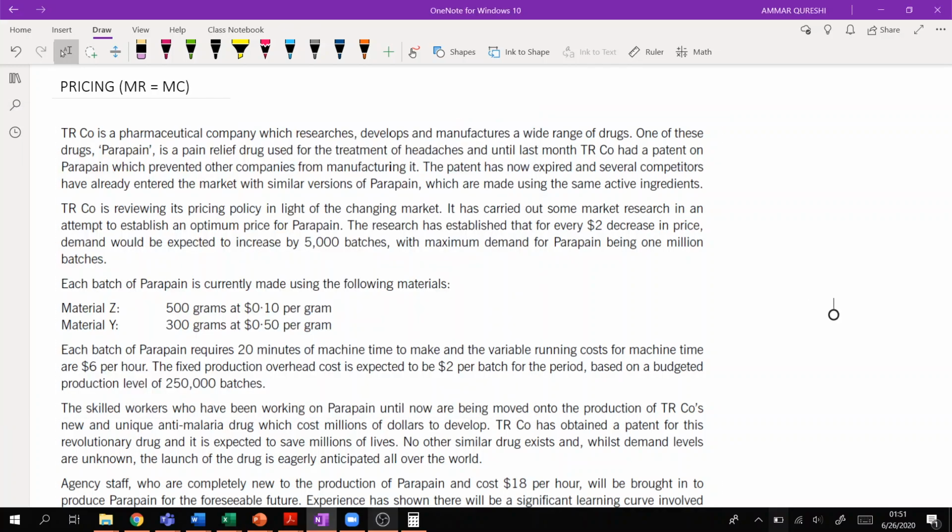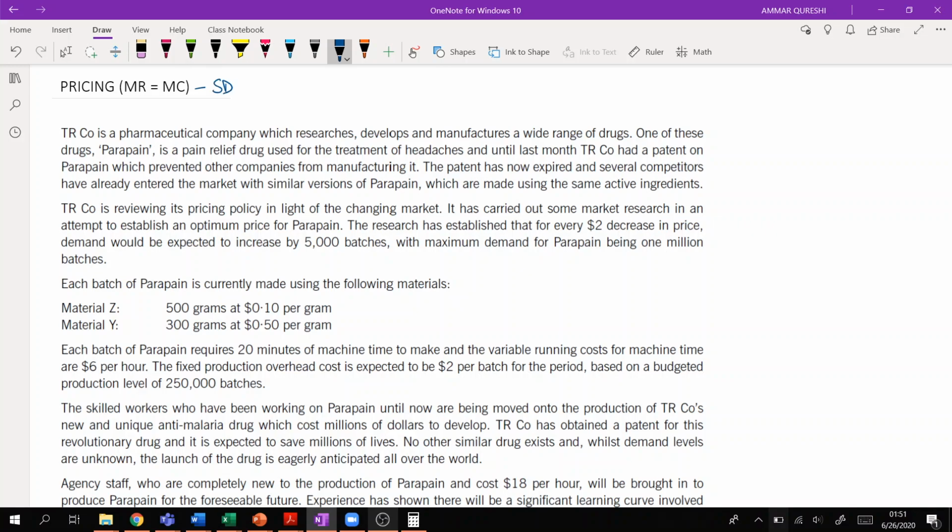Hello everyone. We are going to start with another lecture of performance management, and in this lecture we are going to deal with the concept of marginal revenue equals marginal cost. Now, this is a classical question. I personally believe that this question is a very good question and indeed a tough question.